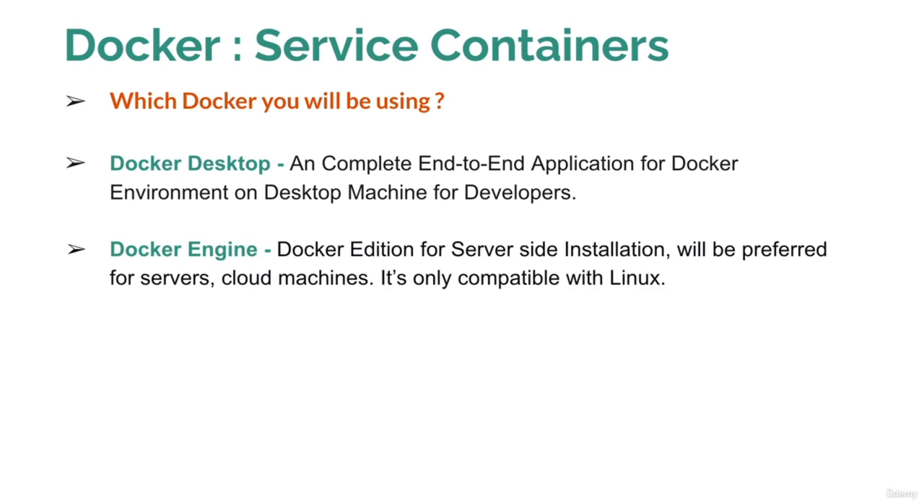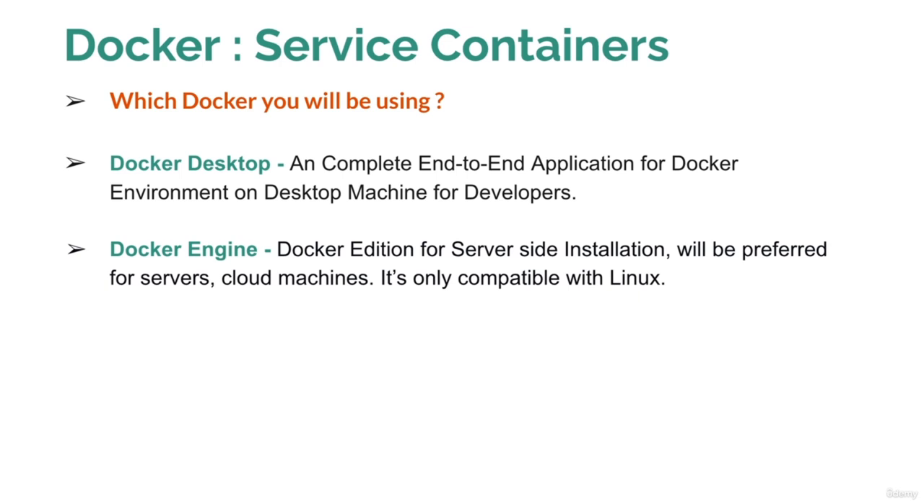If you want to install Docker on a server, there is another kind of installation, which is Docker Engine. Docker Engine is the Docker edition for server-side installation, which is preferred for servers and cloud machines. It is only compatible with Linux. So for local installation, you need to install Docker Desktop, and for the server machine or cloud machine, you need to go with Docker Engine.